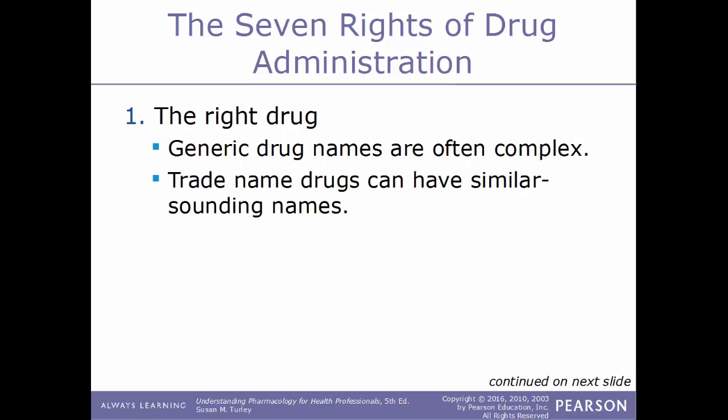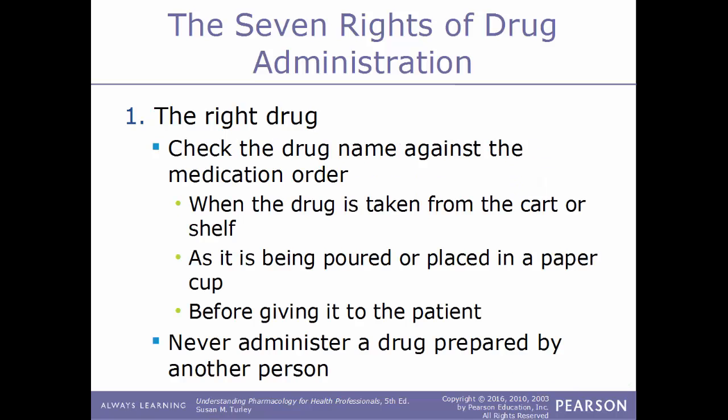The 7 rights of drug administration. Number 1, which seems fairly obvious, is getting the right drug. Now, generic drug names are often complex. Trade name drugs can have similar sounding names. So it's important that you check the drug name against the medication order. Checking it when the drug is taken from the cart or off the shelf, as it's being placed in a cup or poured into a cup, and before giving it to the patient. Make sure they are getting what they're supposed to be getting.